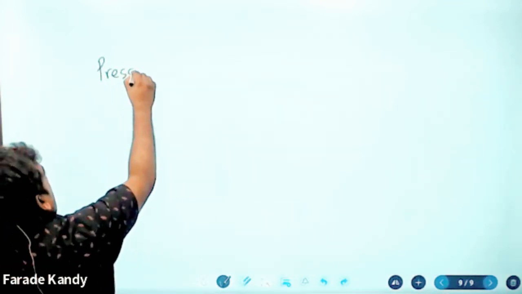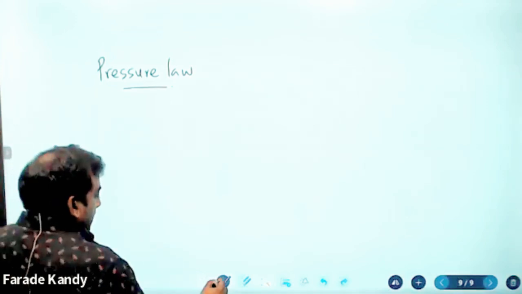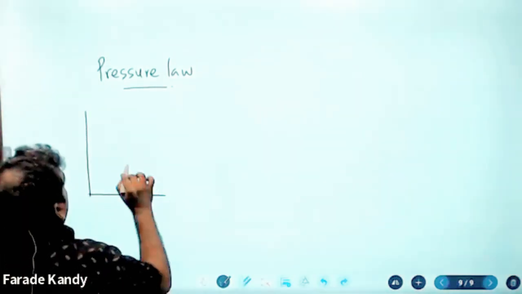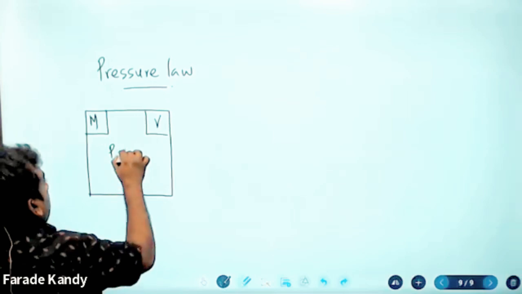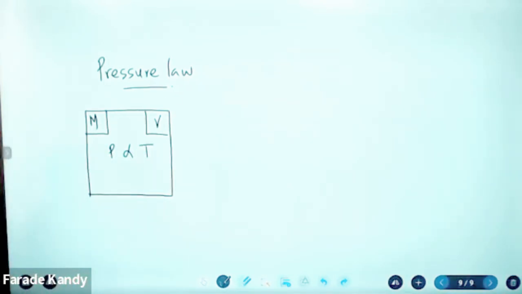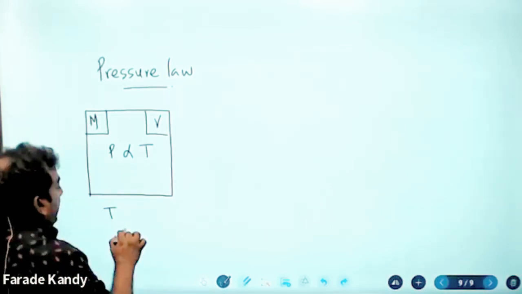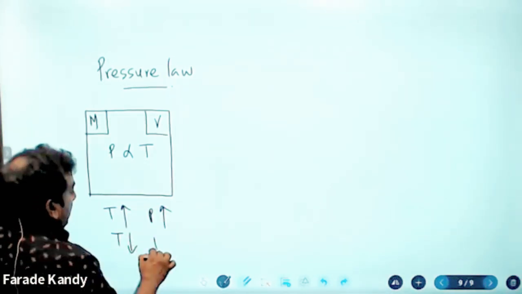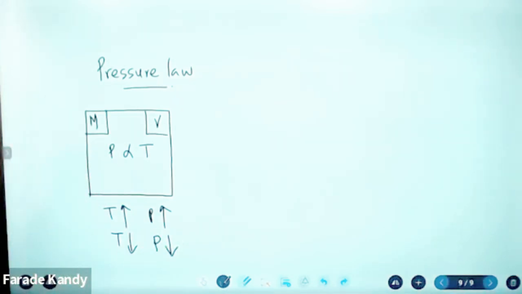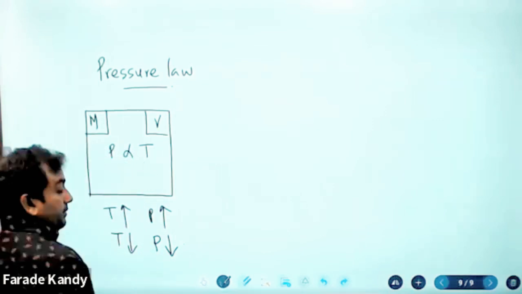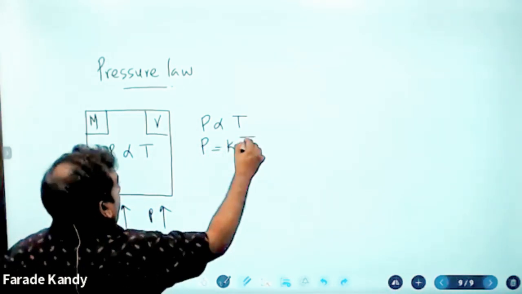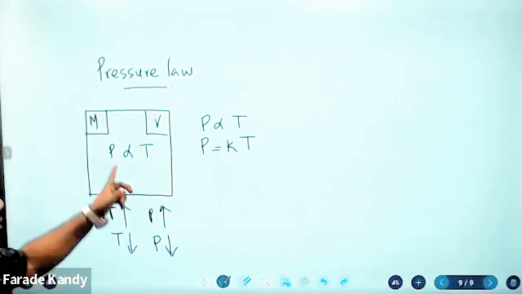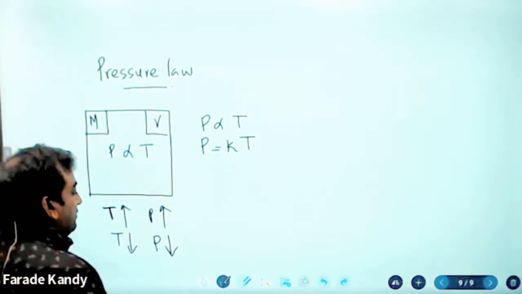There. So pressure law gives you this idea. For a fixed mass of gas at constant volume, pressure is directly proportional to the absolute temperature. That means when temperature increases, pressure increases. Temperature reduces, pressure will what? Reduce. From this, what can we say? Look at this carefully. Pressure proportional to absolute temperature, pressure is equal to K times T, where K depends on mass and volume.